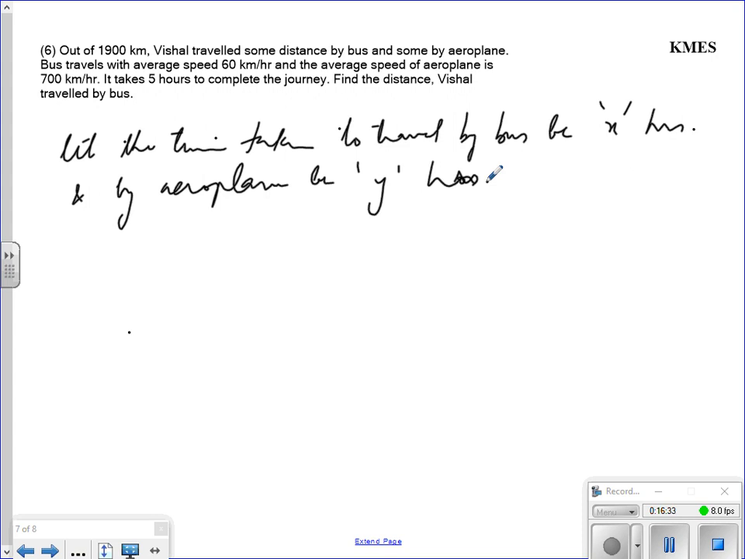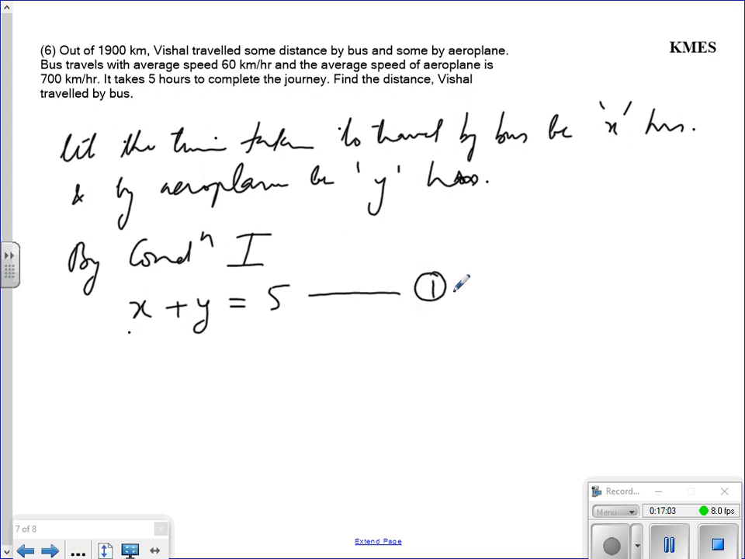Now if you come to the first condition here, we know that it takes 5 hours to complete the journey. Let us consider that as the first condition. By condition 1, total time taken to complete the journey is 5 hours. That means time taken by bus plus time taken by aeroplane is 5 hours. So we can write that as x plus y equal to 5. That is our equation number 1.